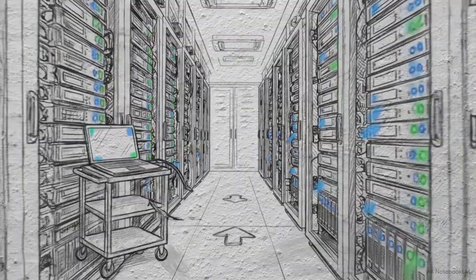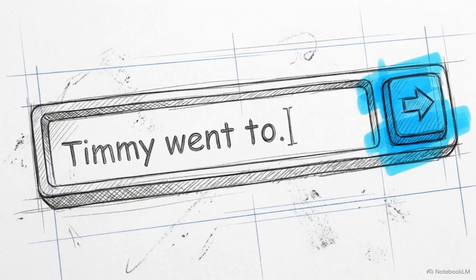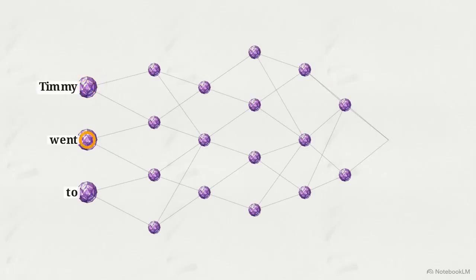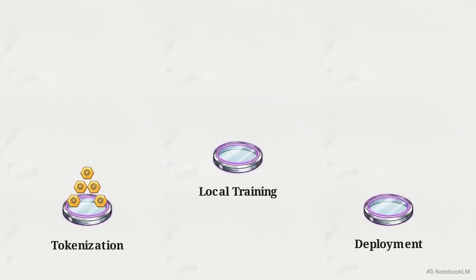to a production server. Now that the app is running, the chat interface is active at the bottom of the page. Test the deployment by entering "Timmy went to." The model uses its learned PyTorch embeddings to predict the most likely continuation based on its training data. You have moved through the entire cycle of tokenization, local training, and cloud implementation to create a live application.